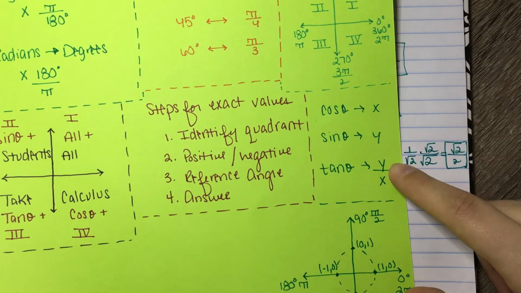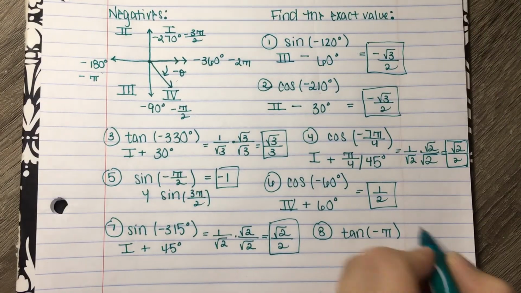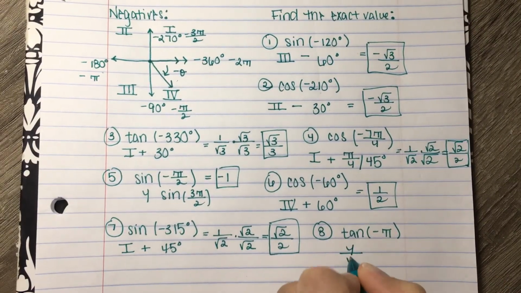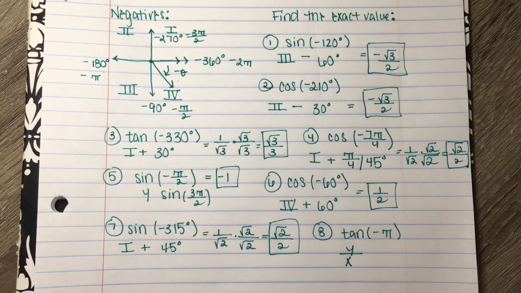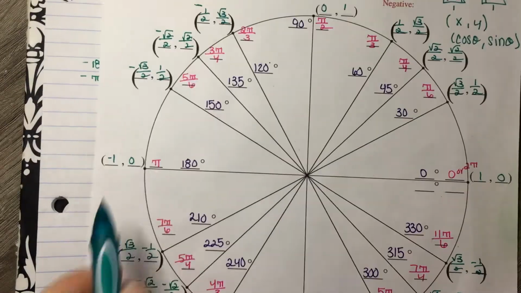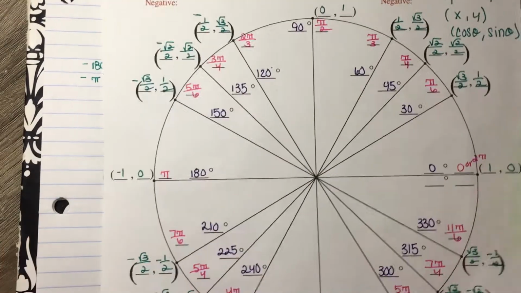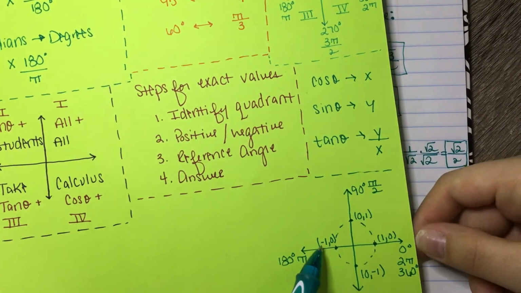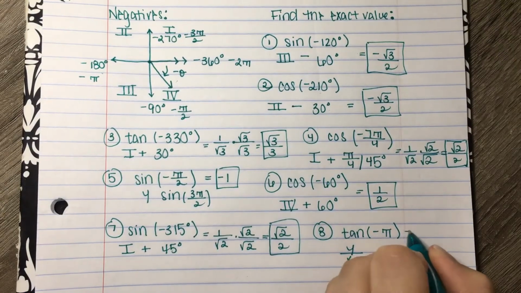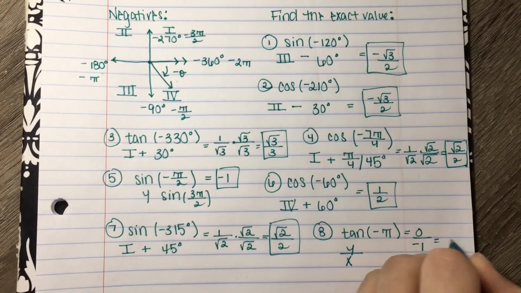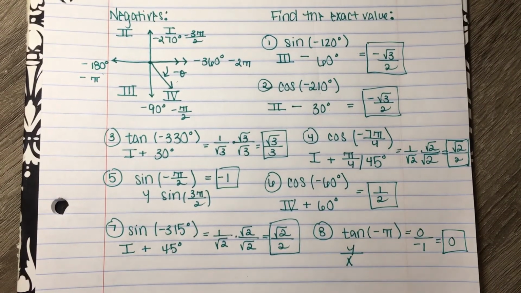Okay, tangent is y coordinate over x coordinate on the unit circle, y over x. So I need to find my y and x coordinate on 180. And my y coordinate is 0 and my x coordinate is negative 1. Or you can use my pretty picture from our reference sheet. My y coordinate is 0 and my x coordinate is negative 1. So we got 0 over negative 1, and that answer is 0. So you can't divide by 0, but you can have 0 in the numerator.